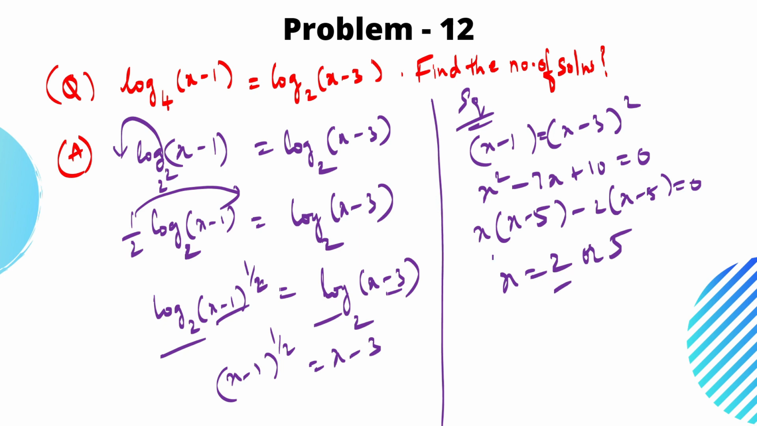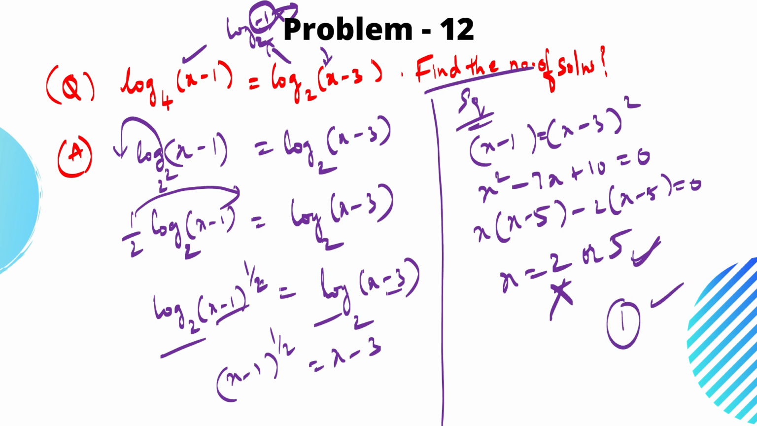Now if x is equal to 2, and we substitute x as 2 here, 2 minus 3 is a negative value, then it will become log of minus 1, which is incorrect. We learned the property that the argument shouldn't be equal to 0, it must be greater than 0. In this case it is negative, so 2 is not possible, 5 is the answer. Why? Because if we substitute 5 here, 5 minus 3 is 2, a positive value, and 5 minus 1 is 4, also a positive value. So this satisfies. So, to find the number of solutions, there is only one solution.